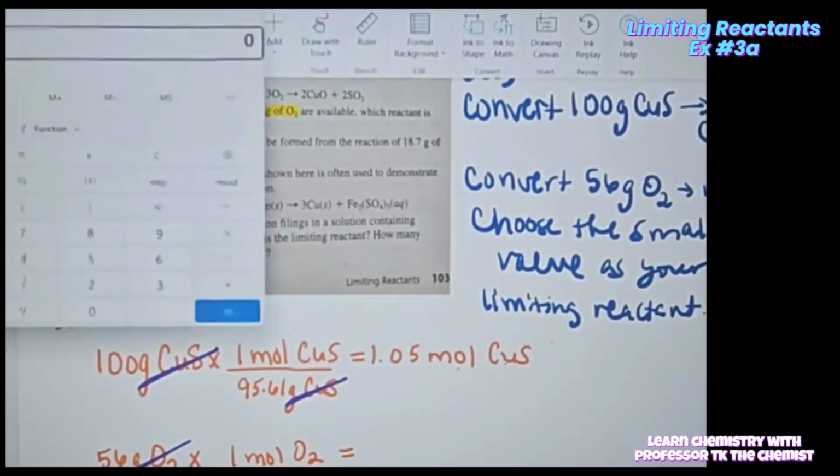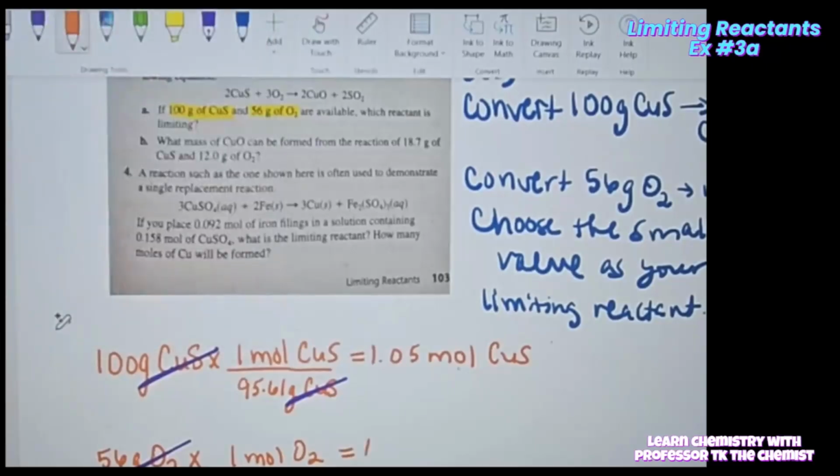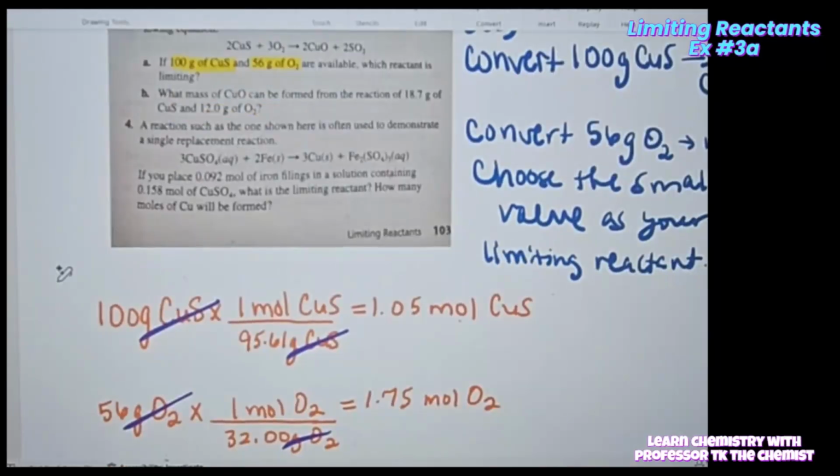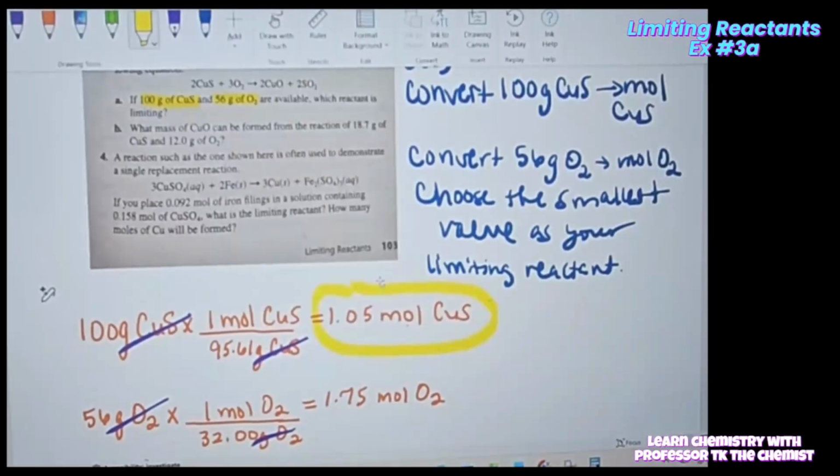You're going to do the same thing for oxygen. And I can already tell that this is going to give us our numbers rather quickly. We get 1.75 moles of oxygen. And now we see copper 2 sulfide is the limiting reactant. So, as you guys can see, we are done with letter A. The limiting reactant is copper 2 sulfide.